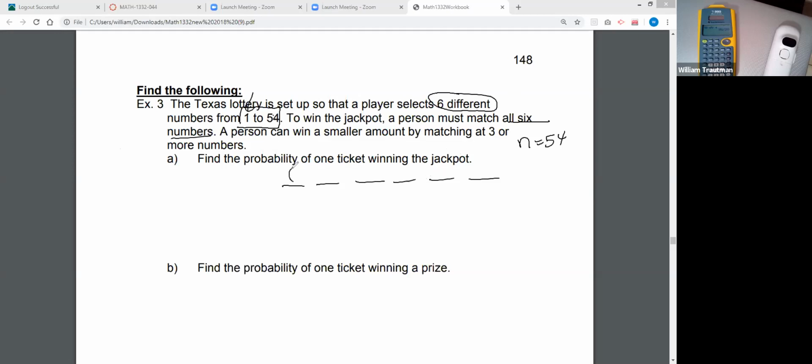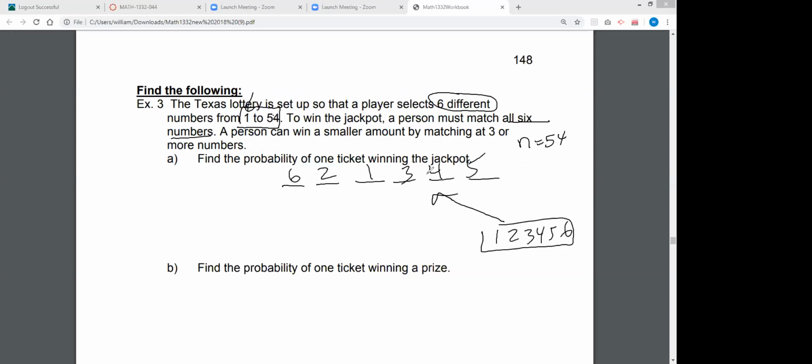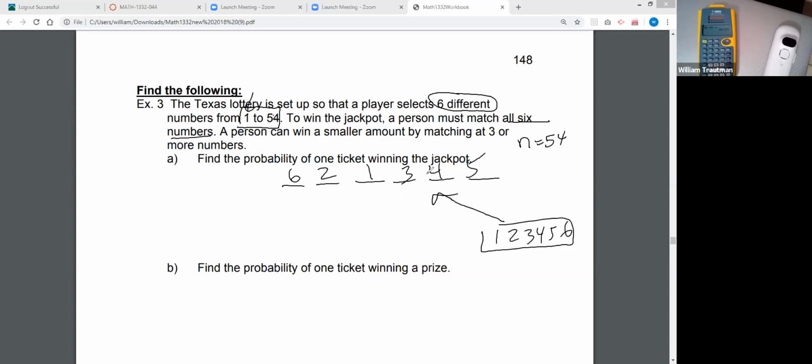If on the lottery I picked 1, 2, 3, 4, 5, 6, but when the lottery came out, they said number 6, number 2, number 1, number 3, number 4, and number 5. Would I win the lottery? If my ticket says 1, 2, 3, 4, 5, 6, do I win the lottery if this is what they say, 6, 2, 1, 3, 4, 5? Yes. No. Yes. No, the order doesn't matter, right?